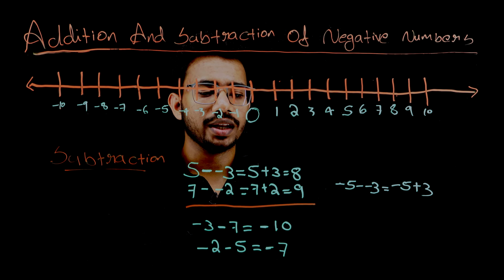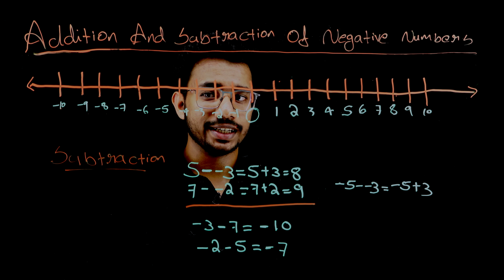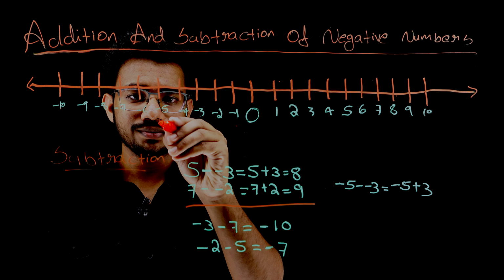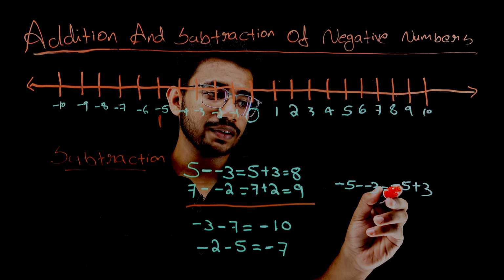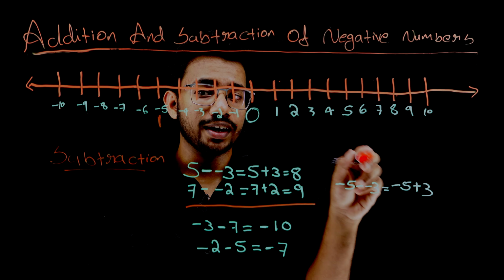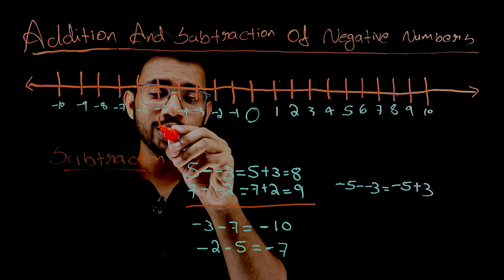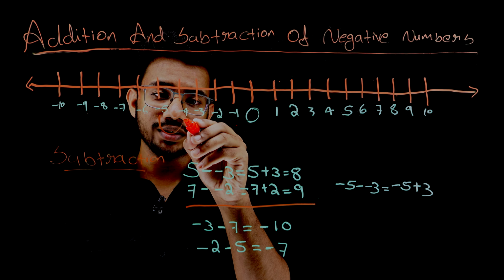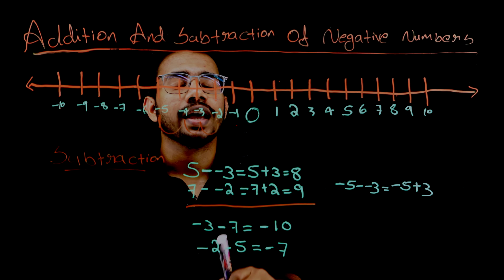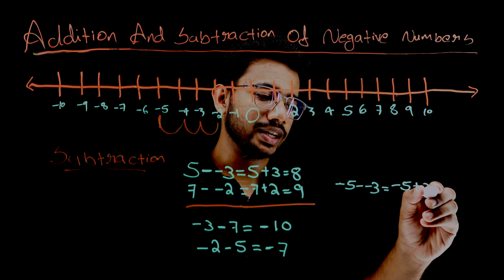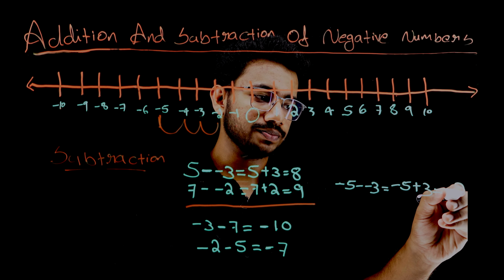Now we will use a number line. I'm standing on -5, that is here. And from -5, I'm adding. And I should be moving towards the right side. How many units? 3 units. 1, 2, and 3. And that's how I'm going to get the answer as -2.